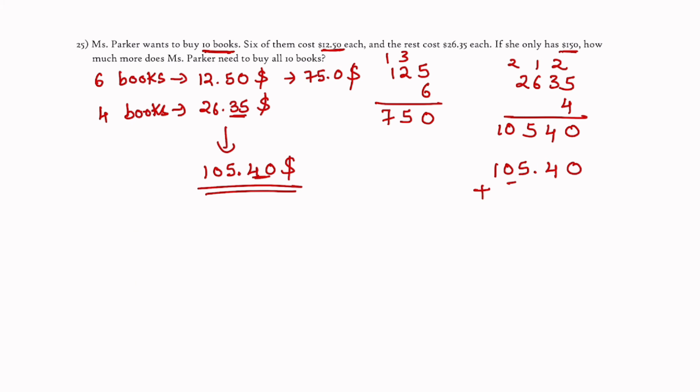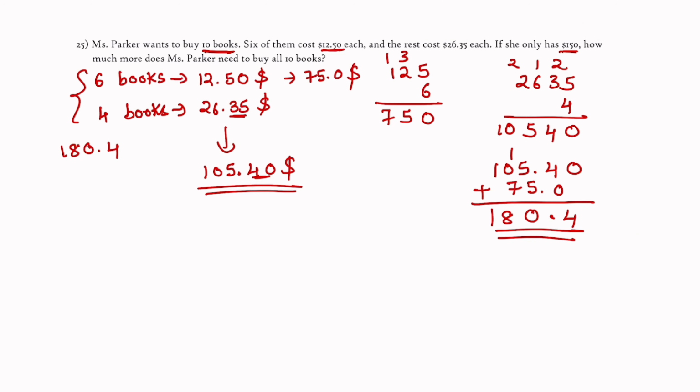105.40 plus 75, which is equal to 180.4. So that's the money she needs. The total for all these books is going to be $180.4, but she has only $150, which means how much more she needs.